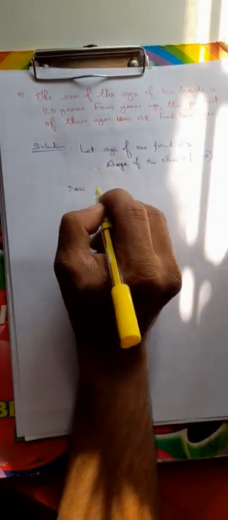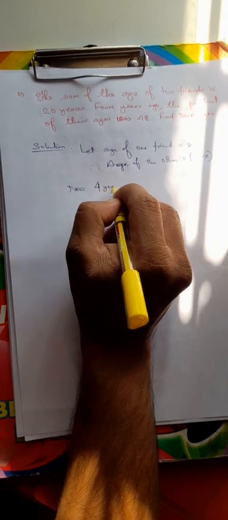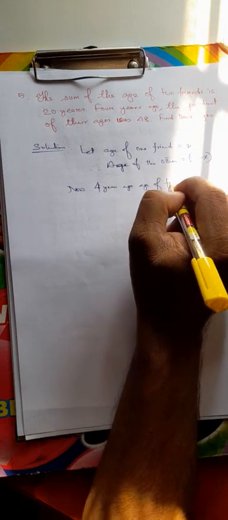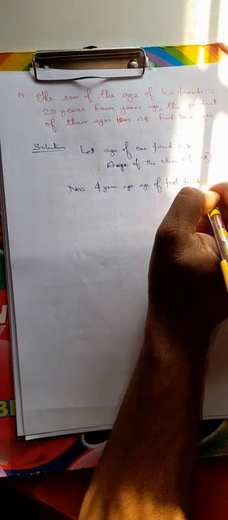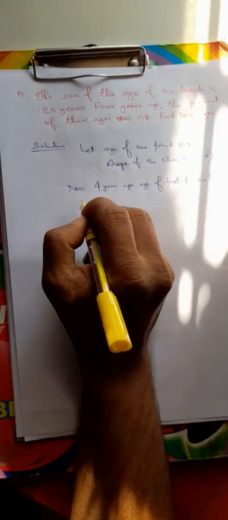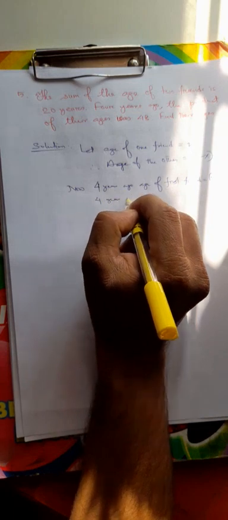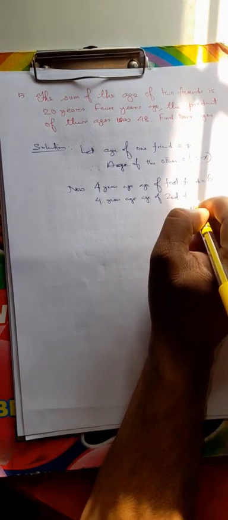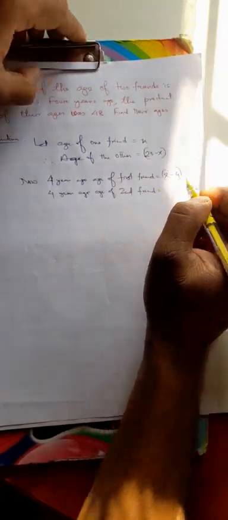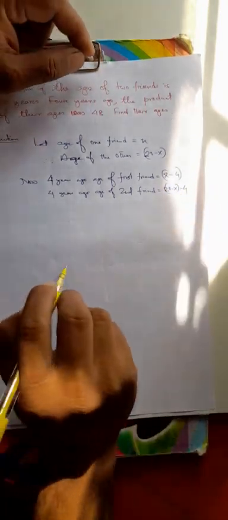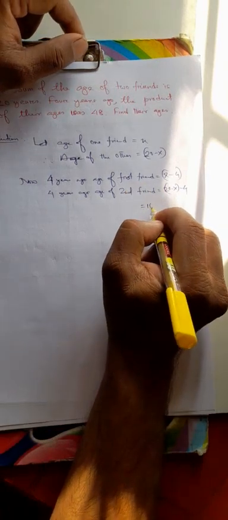Now 4 years ago, age of first friend equal to x minus 4, right? His age was x minus 4, 4 years ago. That means x minus 4. And 4 years ago, age of second friend, the age of second friend is 20 minus x. 4 years ago, 20 minus x minus 4, right? So this means 16 minus x.